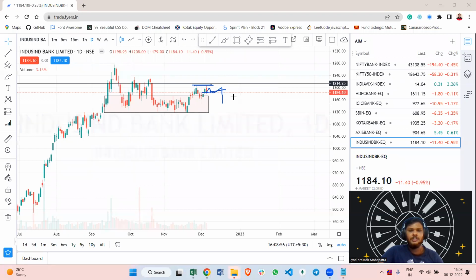Then our target will be 1170 to 1160. For any buying, my suggestion would be please wait for it to strongly close above 1200 or 1215. Then you can expect any kind of buying pressure from there.